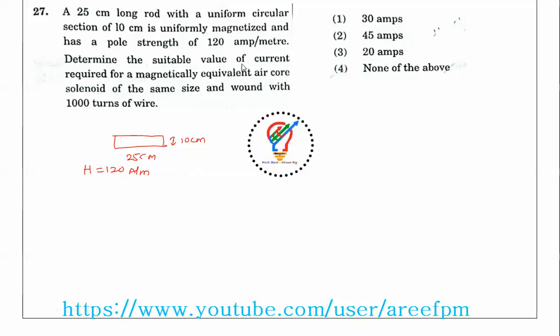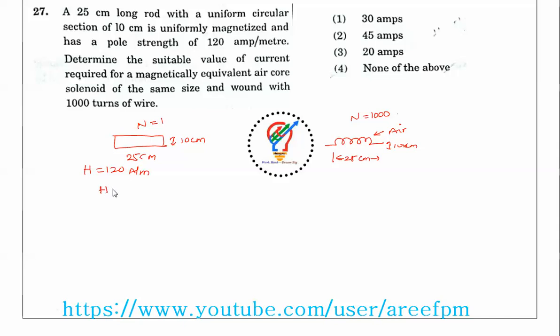Determine the suitable value of current required for magnetically equivalent air core solenoid. Air core solenoid means, here in between we have air core. So an air core solenoid of the same size means it is the same 25 centimeter length and 10 centimeters cross section area. Here they have given the turns. How many turns? 1000 turns here, and here we will consider n as only one turn. So based on this formula, we can find the current.